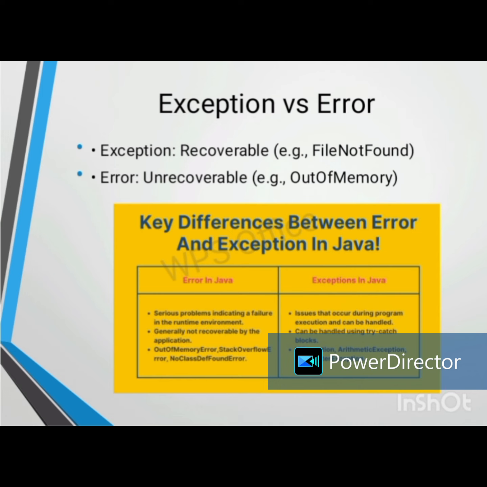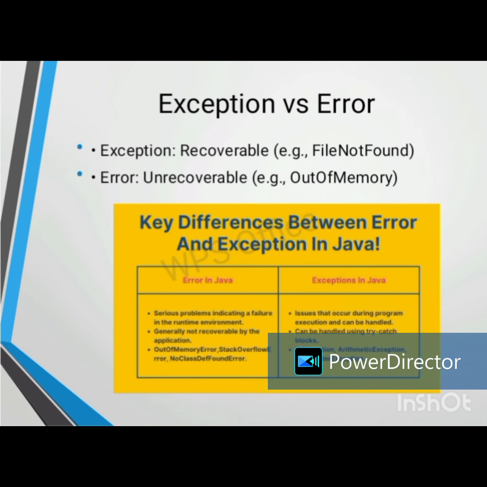Exception hierarchy. Now let's take a look at the exception hierarchy in Java, which is fundamental to understanding how exceptions work and how they are organized in the Java programming language. At the very top of this hierarchy is the Throwable class. It is the superclass of all errors and exceptions in Java. Every object that can be thrown as an exception derives from Throwable. Throwable has two direct subclasses. First one Exception, second one Error.